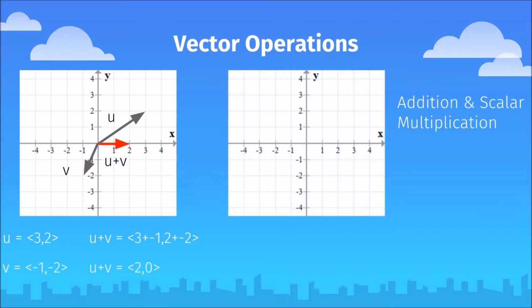Next is multiplying a vector. You only need one vector for multiplying. U is 1, -2. If you multiply 2 to u, you get a longer vector. To multiply the vector, you just multiply the x and y component by 2. The product of 2u is 2, -4.